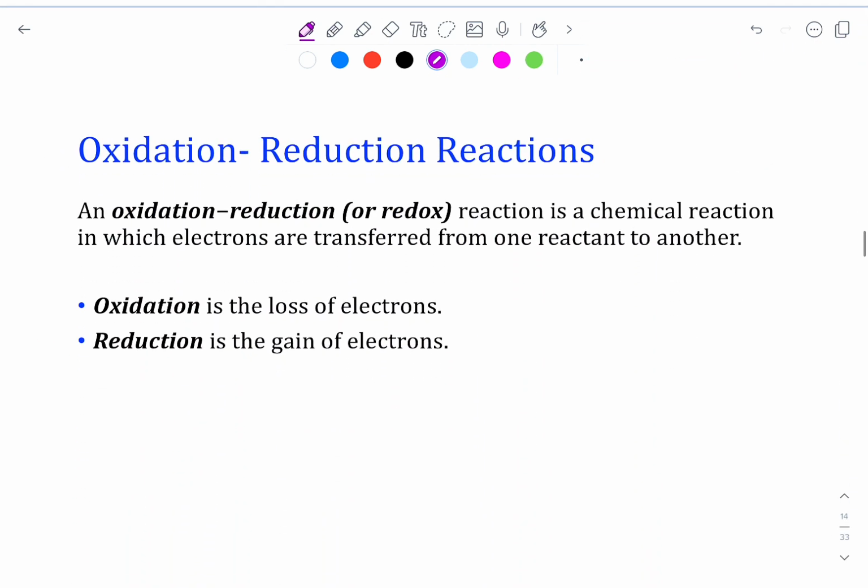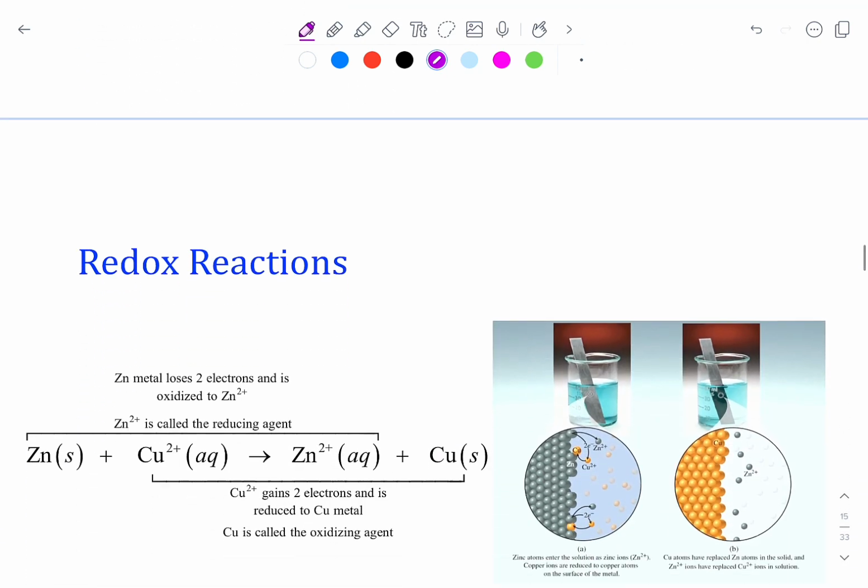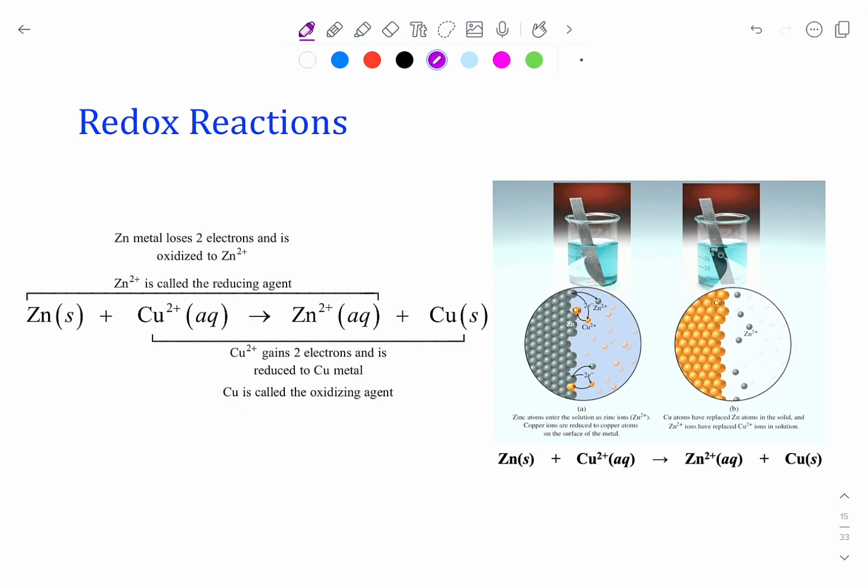Okay, so we're going to move on now to our next type of chemical reaction. And these are called oxidation-reduction reactions. An oxidation reduction, also known as a redox reaction, is a chemical reaction in which electrons are transferred from one reactant to another. So oxidation is the loss of electrons, and reduction is the gain of electrons. So let's look at an example of a redox reaction.